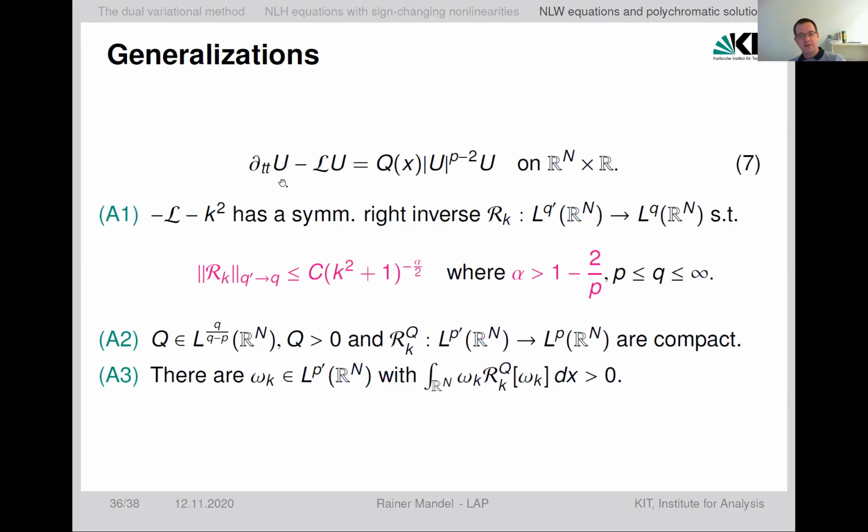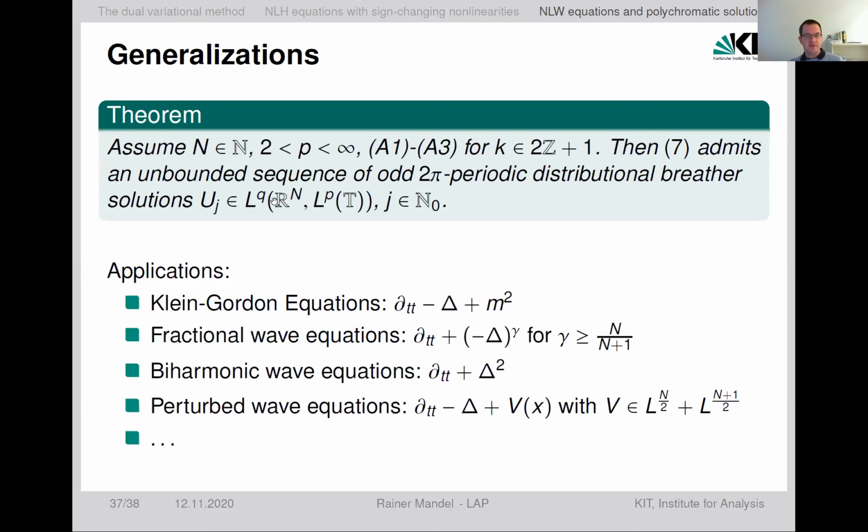Anyway, we can deal with such an equation, use these abstract sets of assumptions, and obtain the existence of an unbounded sequence of distributional breather solutions. And this can, for instance, be applied to the Klein-Gordon equation, fractional wave equations, biharmonic wave equations, and also perturbed wave equations. And for all these equations, we get breather solutions.